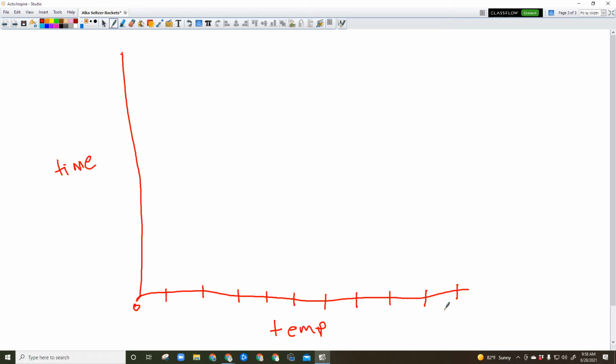Okay, what's the highest temperature you had? Maybe 80. All right, so I'm going to put that over here. And then I've got 5, 10, 15, 20, 25, 30, 35, 40, 45, 50. That doesn't work out. So 10, 20, 30, 40, 50, 60, 70, 80. The way I've drawn this, that may work out to go by tens.